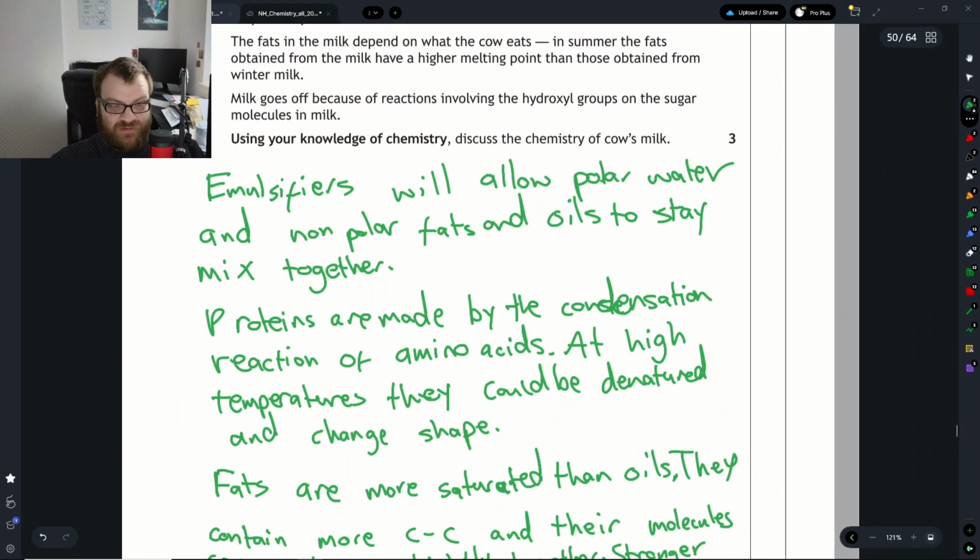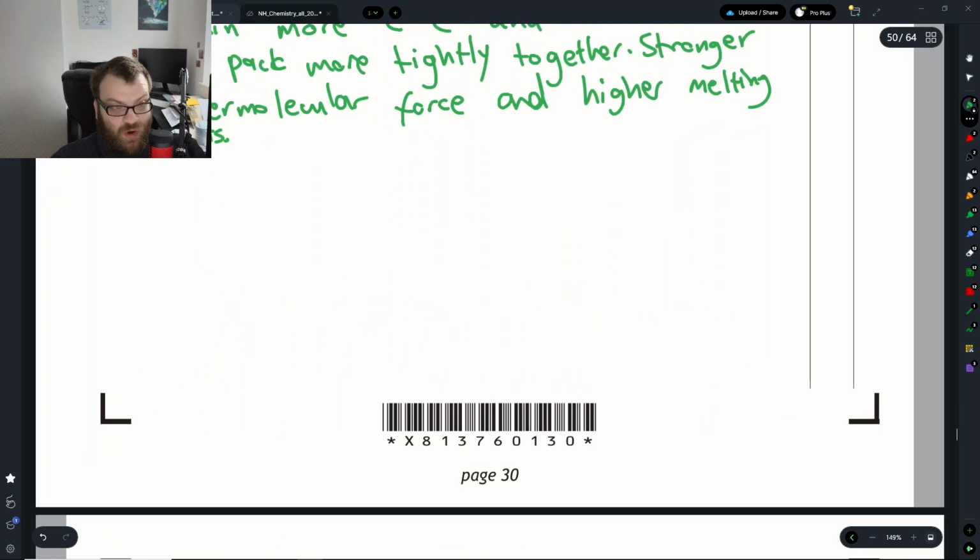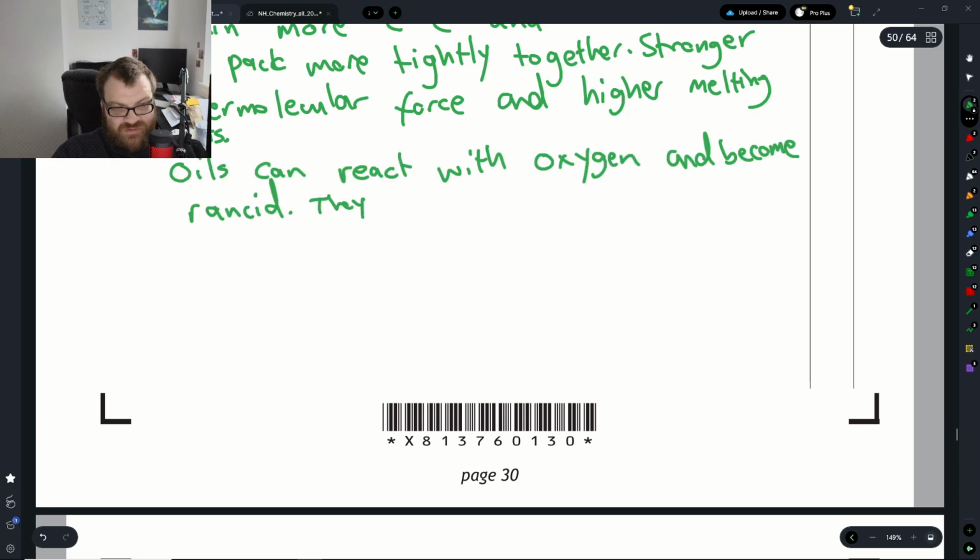Next up, we've got talking about milk going off. So oils will go rancid. Oils have more carbon-to-carbon double bonds, which makes them more susceptible, more likely to react with oxygen.